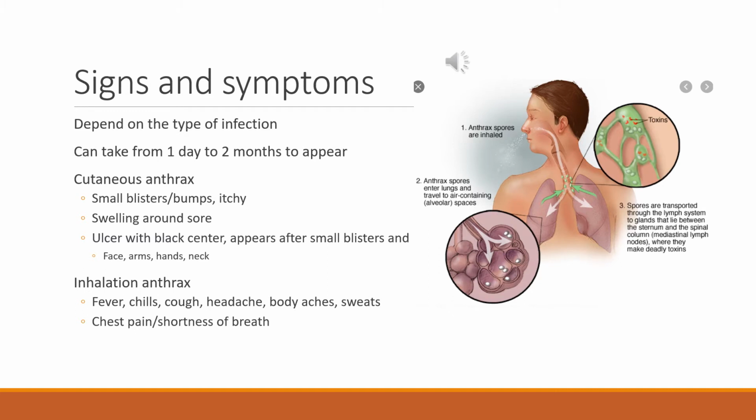Signs and symptoms of anthrax infection. Signs and symptoms depend on the type of infection that you have. It can take from 1 day to 2 months to appear.